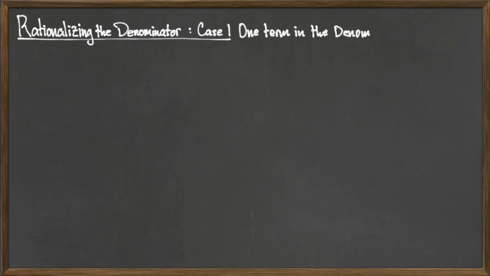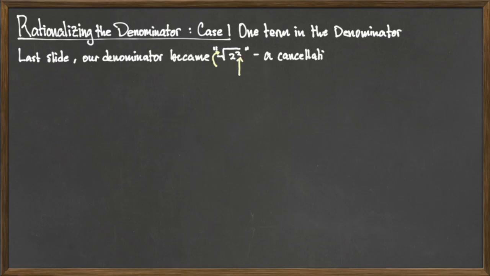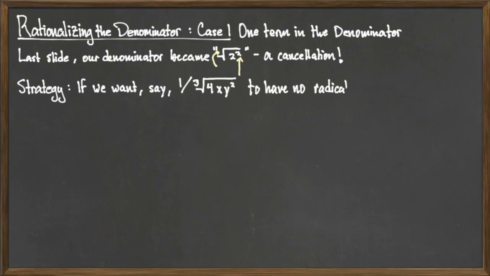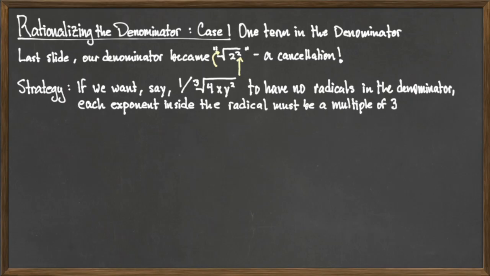The first type of problem that we're going to have, what we'll call case 1, is where I only have one radical term in the denominator. What we did last time was we forced the term the square root of 2 squared to show up, because then the radical and that power cancel each other out. And that's the sort of thing that we want to force here. So suppose I've got the term 1 divided by the cube root of 4xy squared. I have a radical in the denominator, but now the situation is a little bit more complicated. But I do know that if every single term inside the radicand had a power of 3, those powers of 3 and the index of 3 would all cancel each other out. So that's the kind of thing we want to work on here.